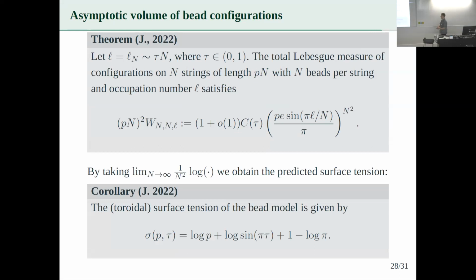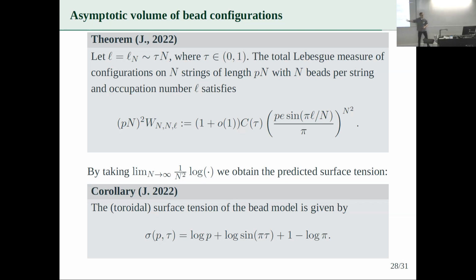If I take a giant bead configuration with n really long strings of length order n, and I have n beads along each string, then it turns out that the volume of such configurations grows exponentially in the number of beads, which is n squared in this case. So under a suitable scaling, we have these asymptotics for the volumes of bead configurations.